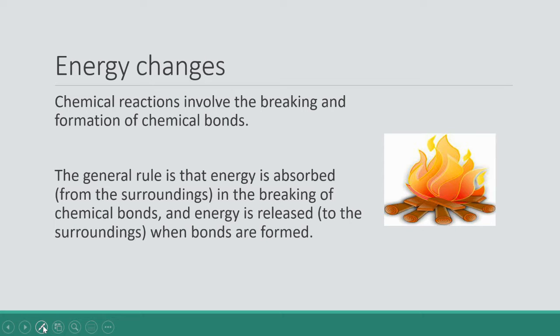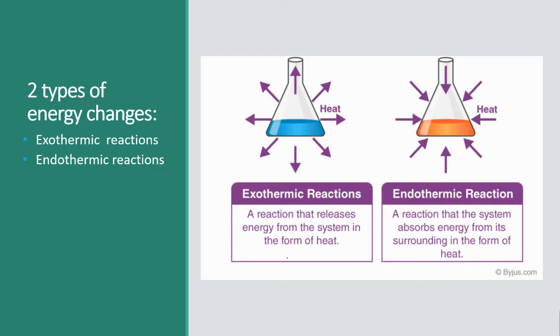Chemical reactions involve the breaking and making, or formation, of chemical bonds. The general rule is that energy is absorbed from the surroundings in the breaking of chemical bonds, and energy is released to the surroundings when bonds are formed. There are two types of energy changes when a chemical reaction happens.